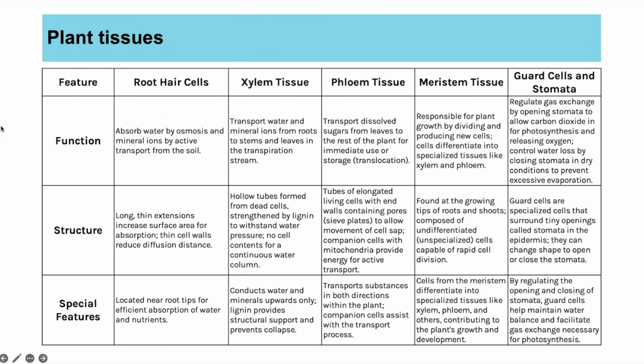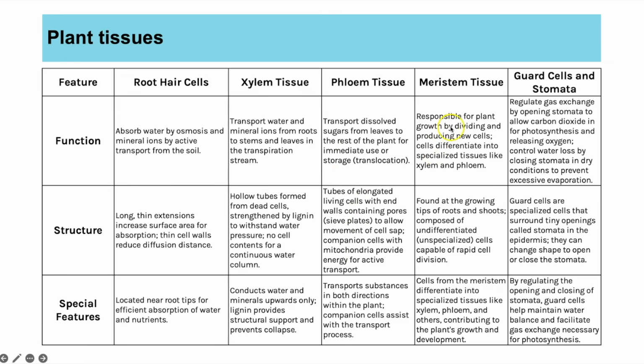Again, I've done it as a table, so you can do a screenshot and then put it into your notes as well. So root hair cells, these are the cells that have got that long protruding part to provide a really large surface area, and it's where you have the absorption of water and mineral ions. The xylem tissue is the one that's the hollow tubes, and it's where you get the continuous column of water forming. Phloem tissue, you have those sieve plates, so it's hollow, but you have the sieve end plates in between, and this is where the sugars are transported.